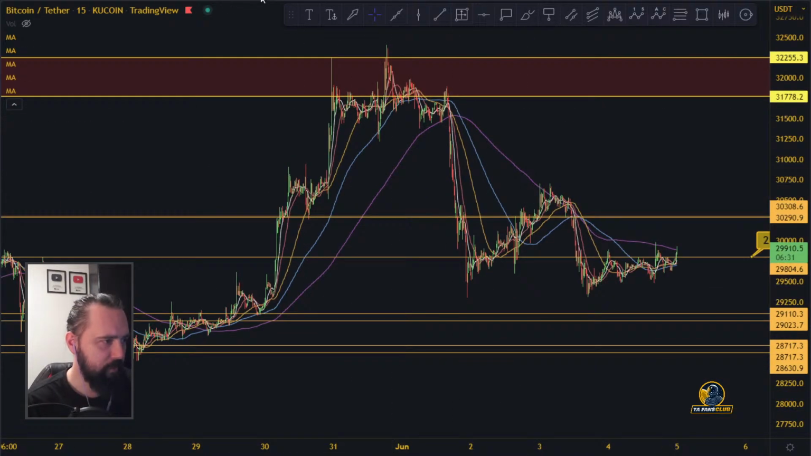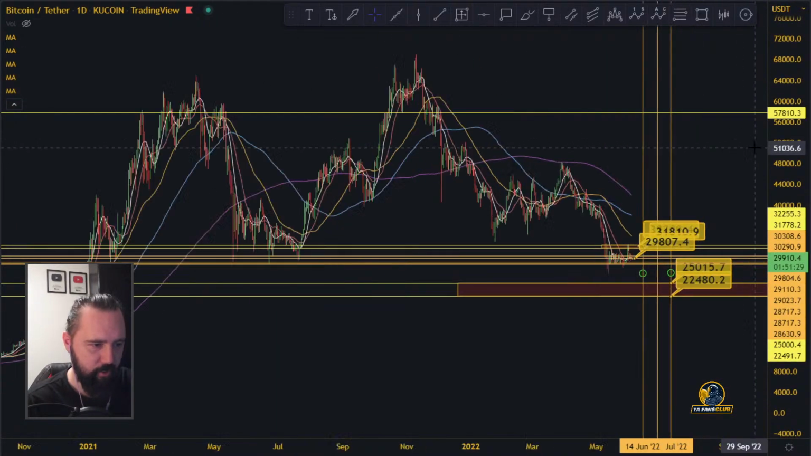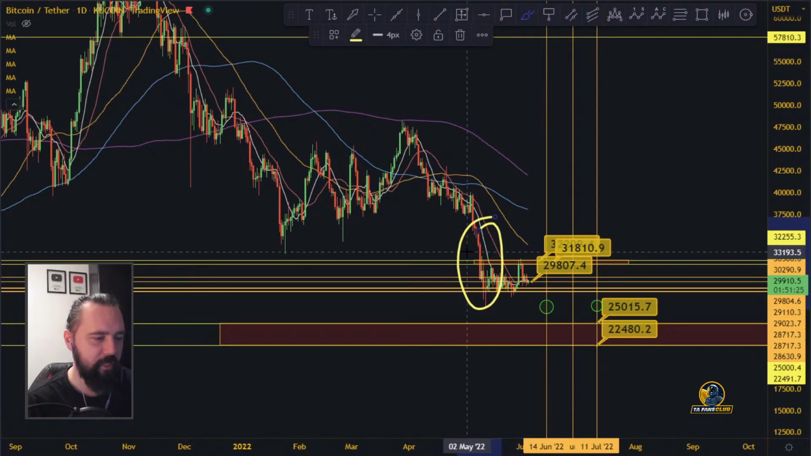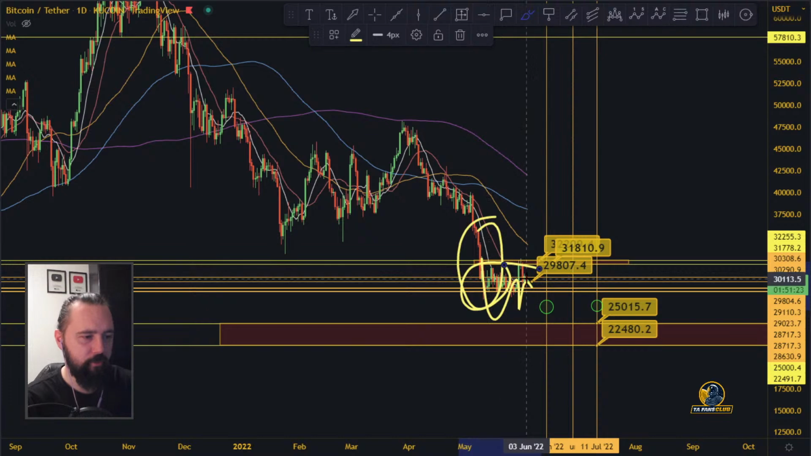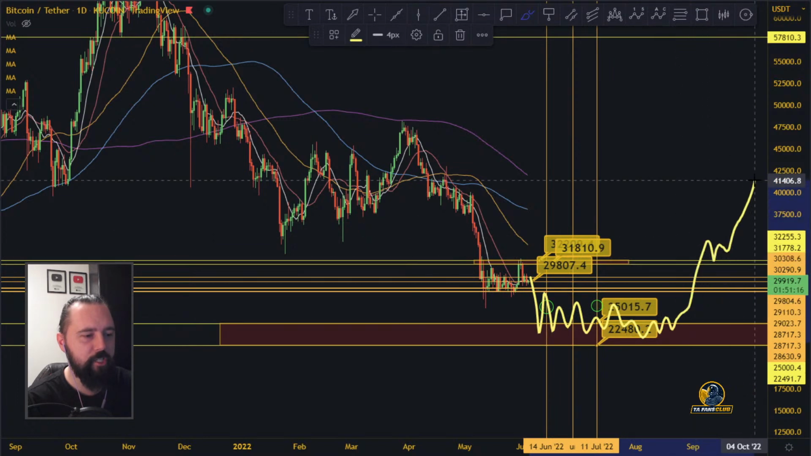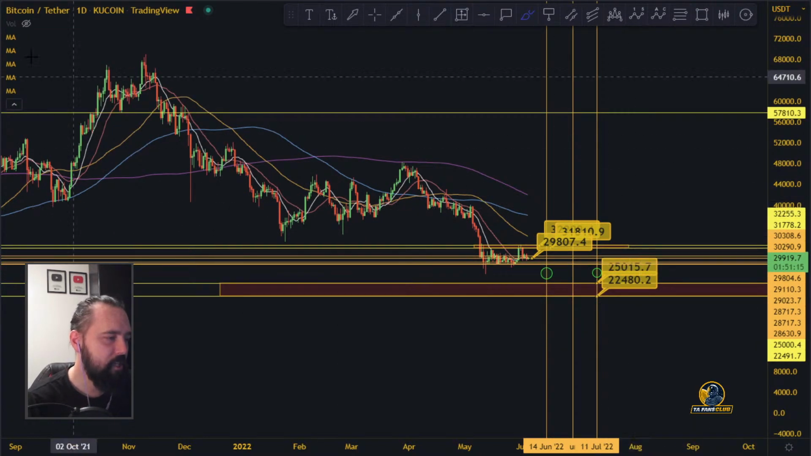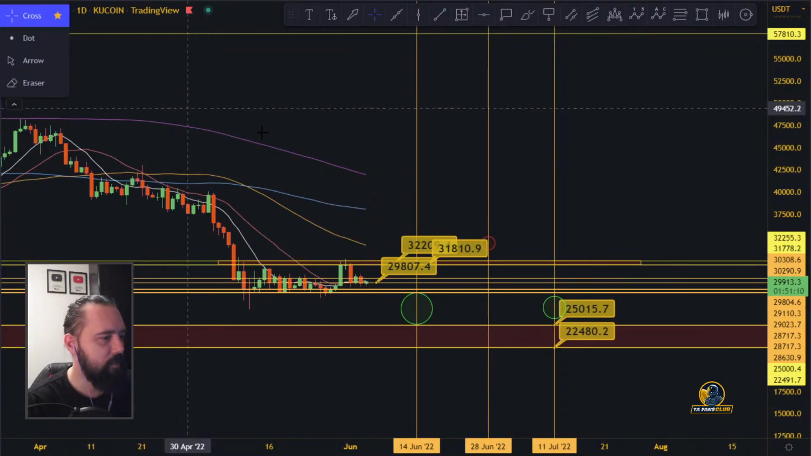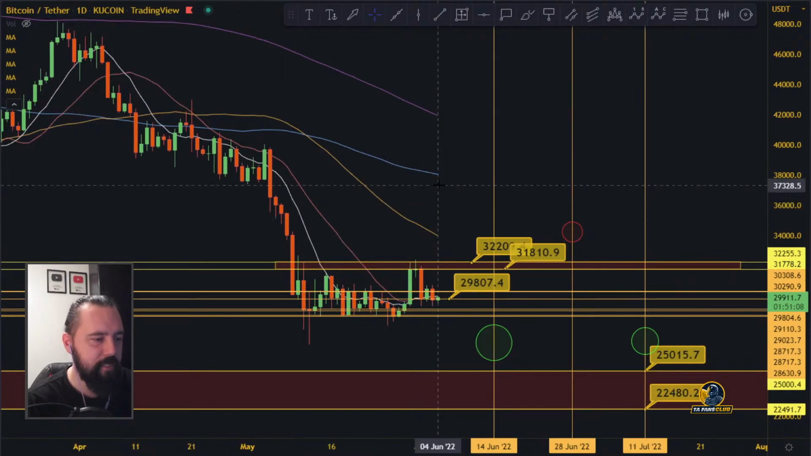I already think that the accumulation phase already started up here. The accumulation phase started on this dump down here. I think it's already going on. I think we might get another move towards the downside and continue this accumulation phase for a little while before we actually continue towards the upside. That's just my theory, but it's a long-term theory, so we're going to see how this actually plays out.